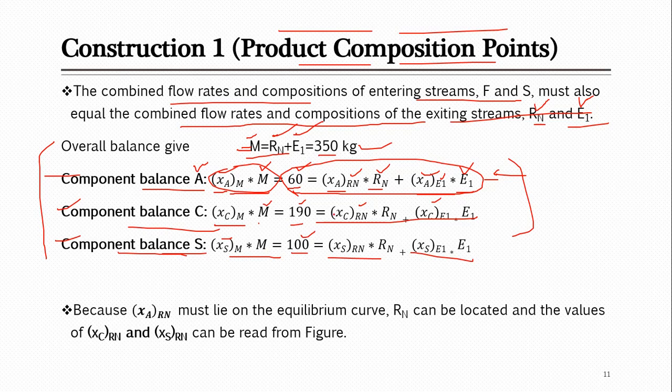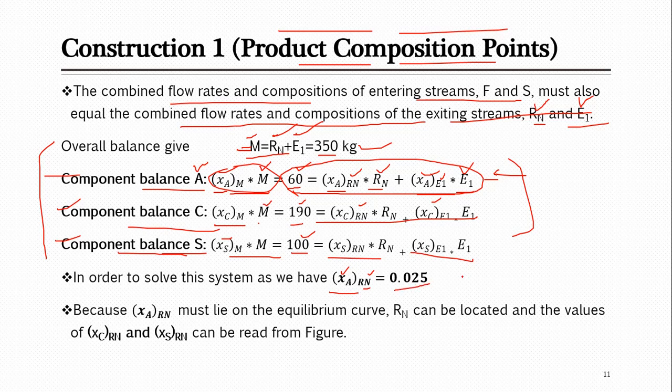One piece of information was already given to you at the start, when this system was discussed. At that time I told you that maybe you can proceed with the problem, but at one stage you will stop, and this is the stage where we have to stop and look for that information which should be provided. So due to this reason there was something called xARN: the mass fraction of component A in the raffinate stream leaving from stage n was given to us, that was 0.025.